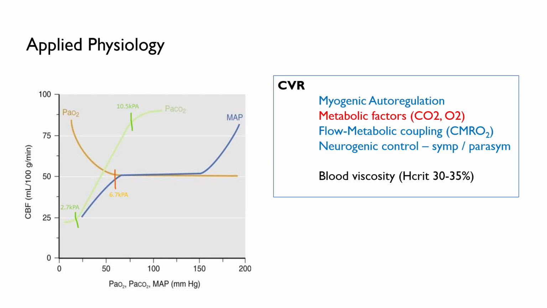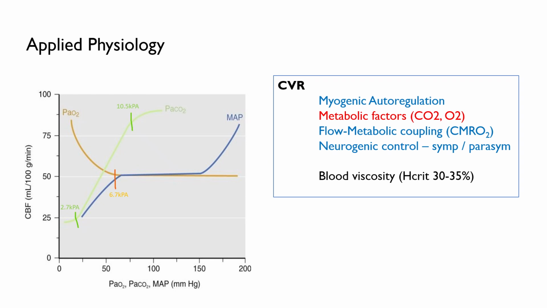The second mechanism is metabolic factors. So CO2 and O2 partial pressures can also globally influence cerebral blood flow. Starting with CO2, the green line on the graph, there's a linear relationship between a PaCO2 of 2.7 and 10.5, changing 10 to 15 mL per 100 grams of tissue per minute for each 1 kilopascal change in PaCO2.